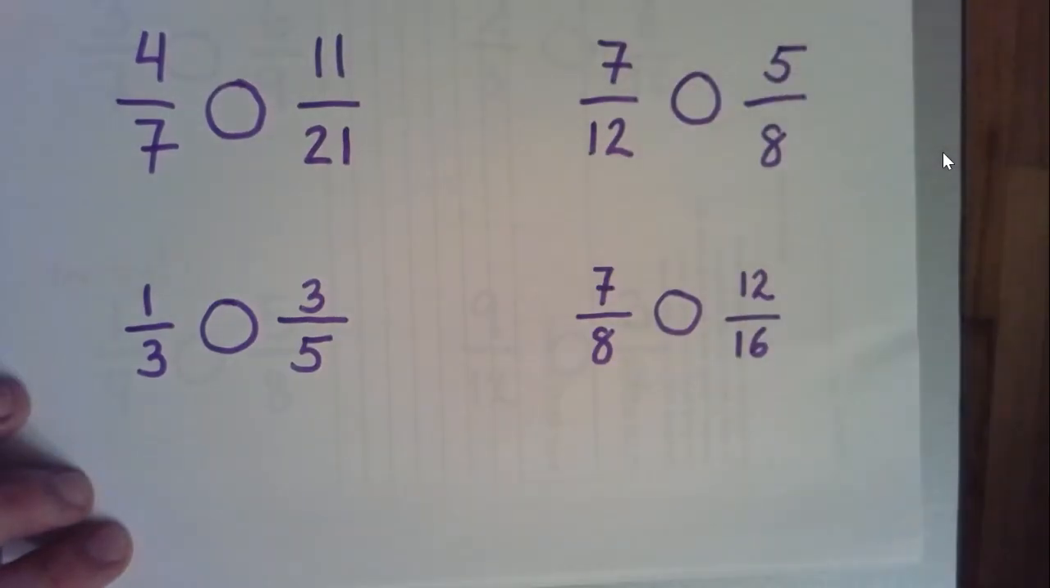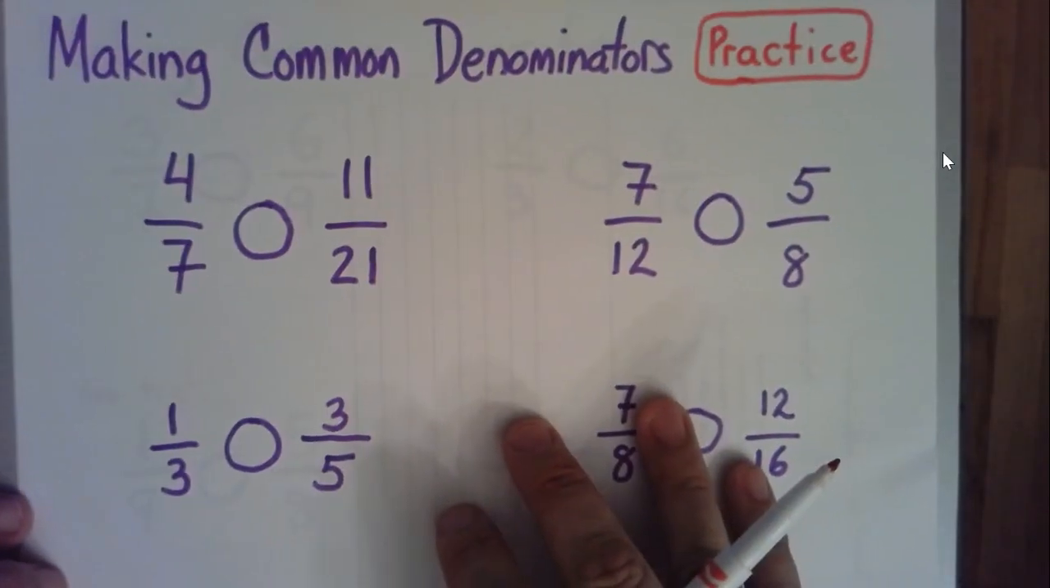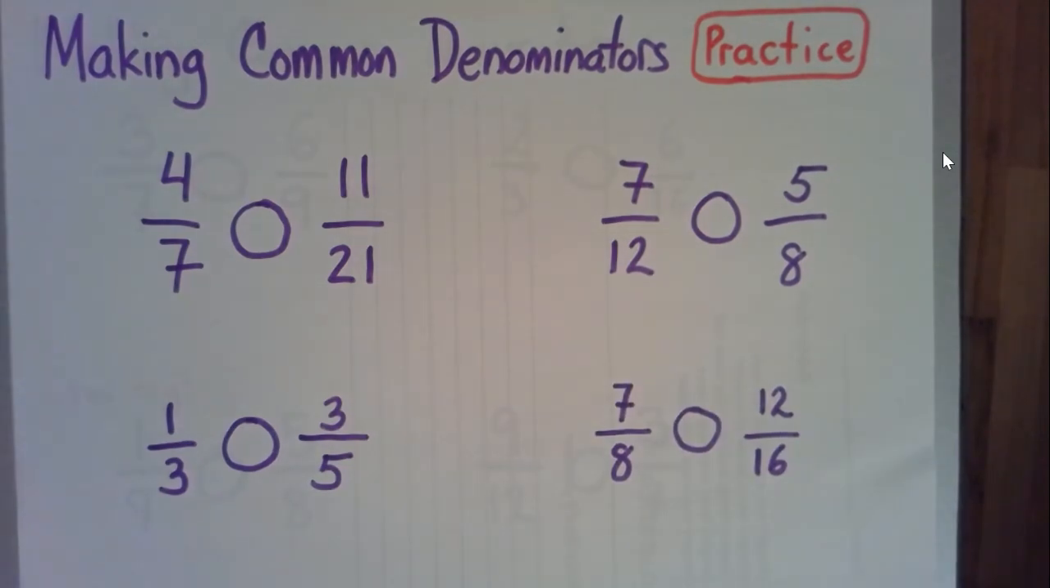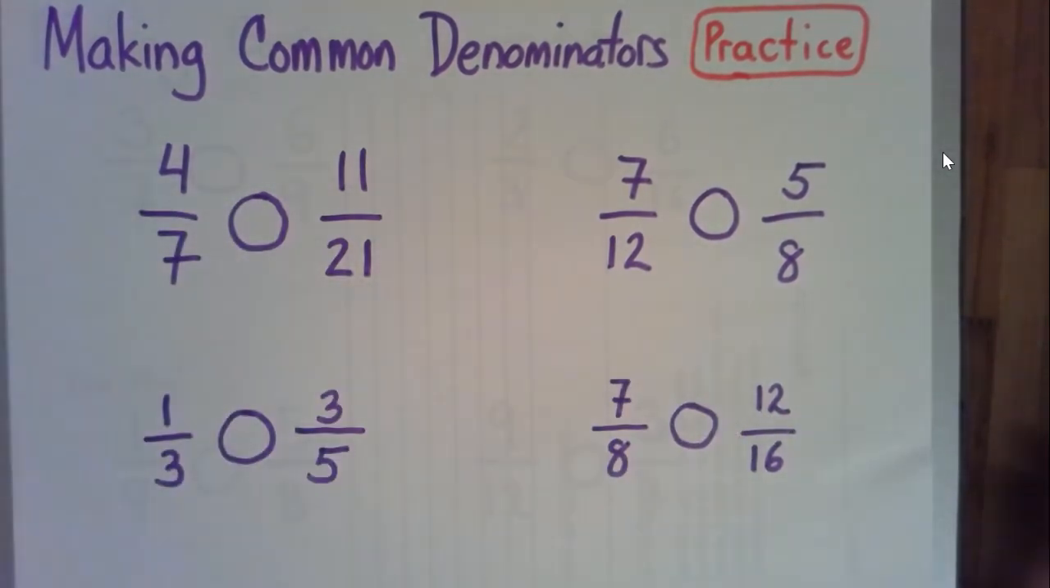Now, here's where you're going to do some of the practicing yourself. Same as we've done before, I'm going to read it to you and I'm going to have you work it out on some scrap paper and see if you get the same answer that I get. Let's start right over here. 4/7 compared to 11/21. So let's figure out what we can do. Pause this and you try and figure it out. You're going to have to do some multiplication to get common denominators. Pause the video and give it a try.